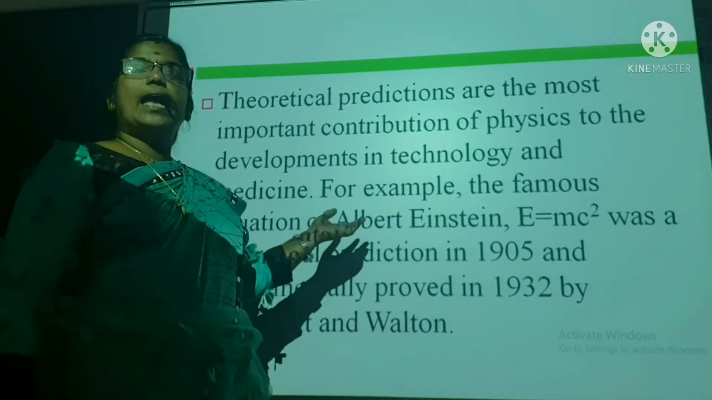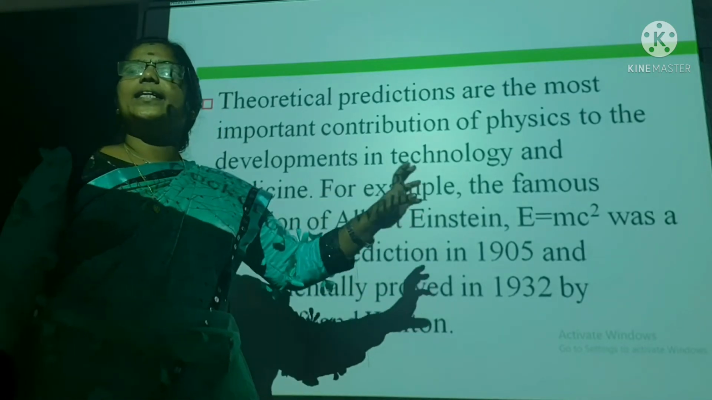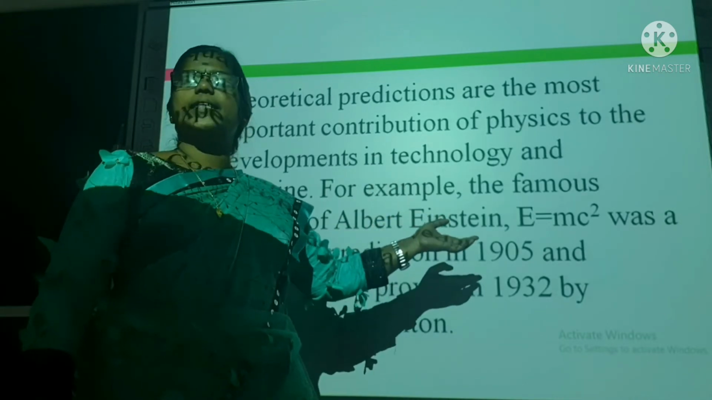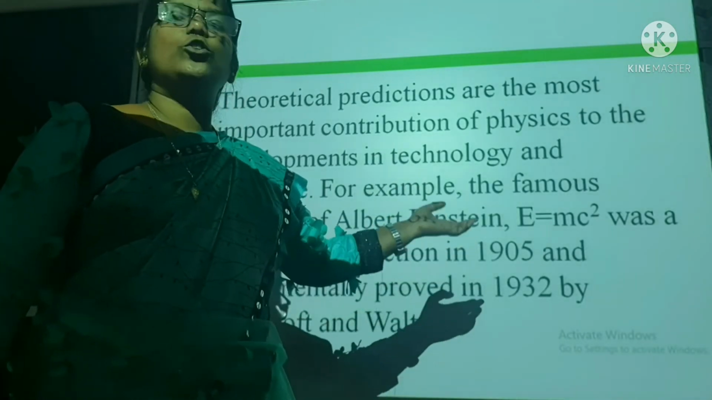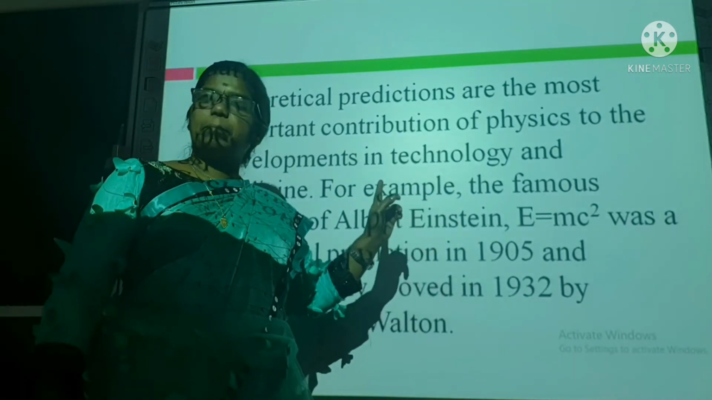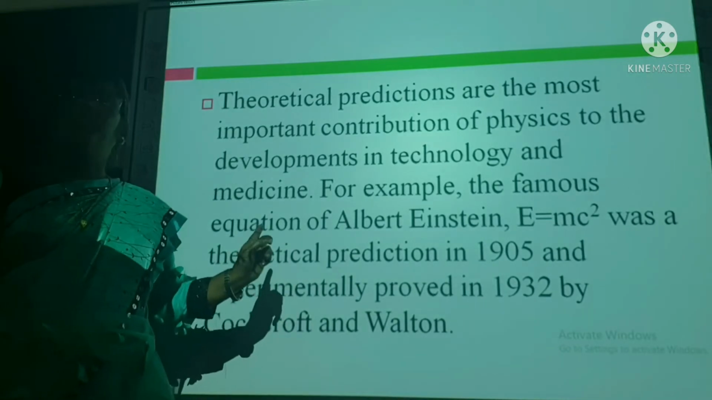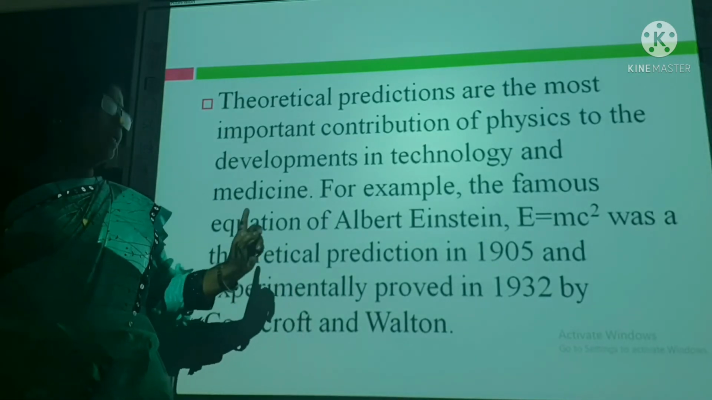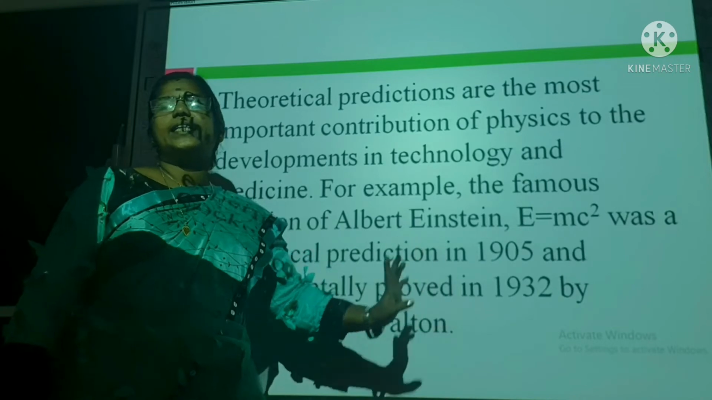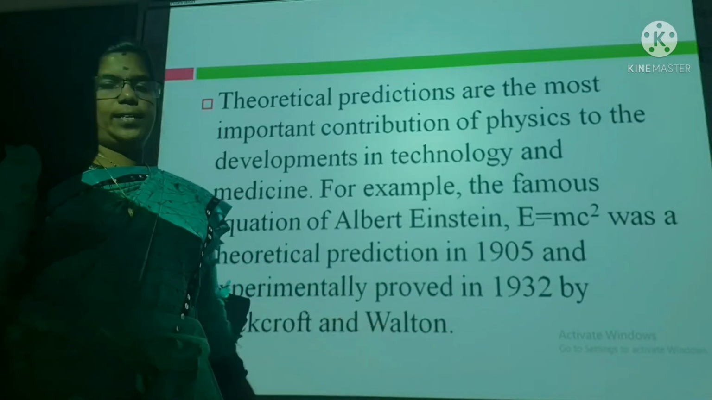Okay. See, our scientist Albert Einstein predicted the formula for energy as E equals mc squared, and this prediction was made in the year 1905, and it was proved experimentally in the year 1932 by Cockcroft and Walton, two scientists.